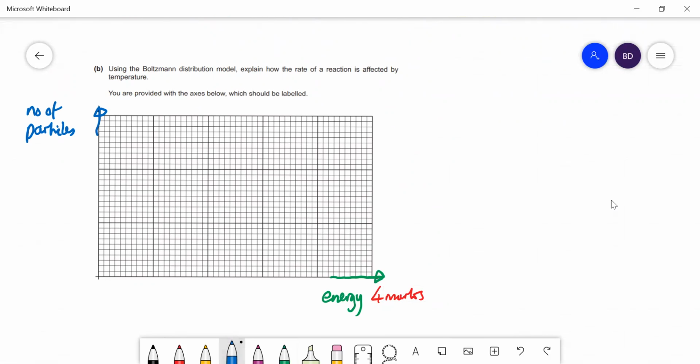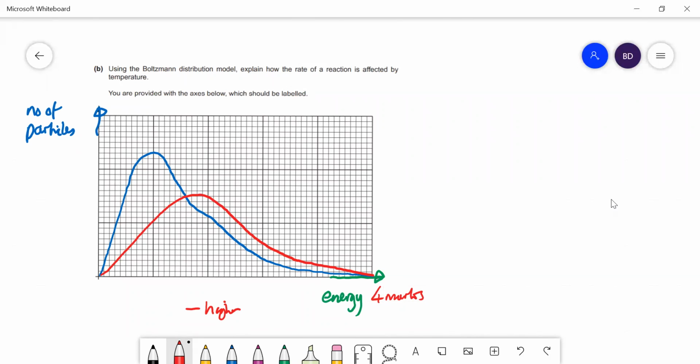A Boltzmann curve would be, we'll put this, so that's at one particular temperature, okay? Now at a higher temperature, so I'm going to do this is a higher temperature. Obviously the rate of reaction is going to be faster. You're going to get a curve which is something like that.